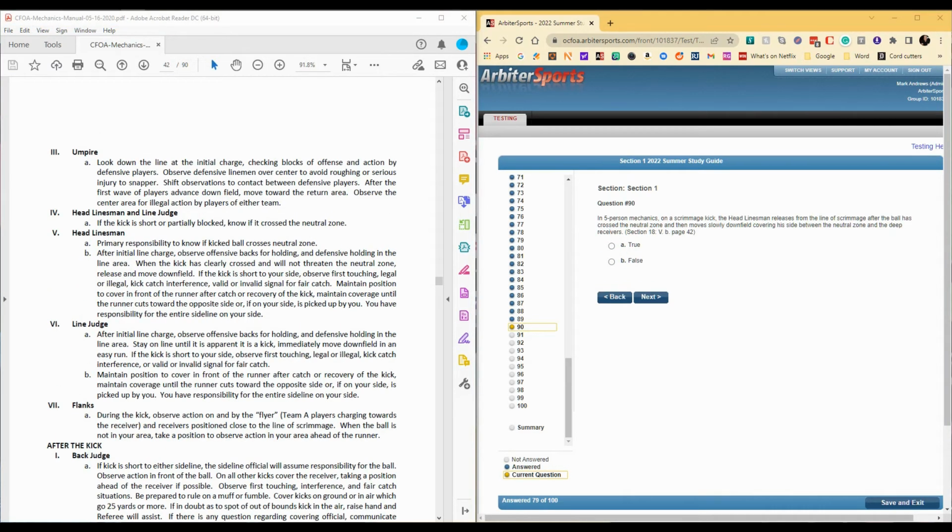Okay, question number 90. In 5-person mechanics on a scrimmage kick, so we're talking about a punt here, the head linesman releases from the line of scrimmage after the ball has crossed the neutral zone and then moves slowly downfield, covering his side between the neutral zone and the deep receivers. The description on page 42 has a lot more information than just that, but yes, this is true.